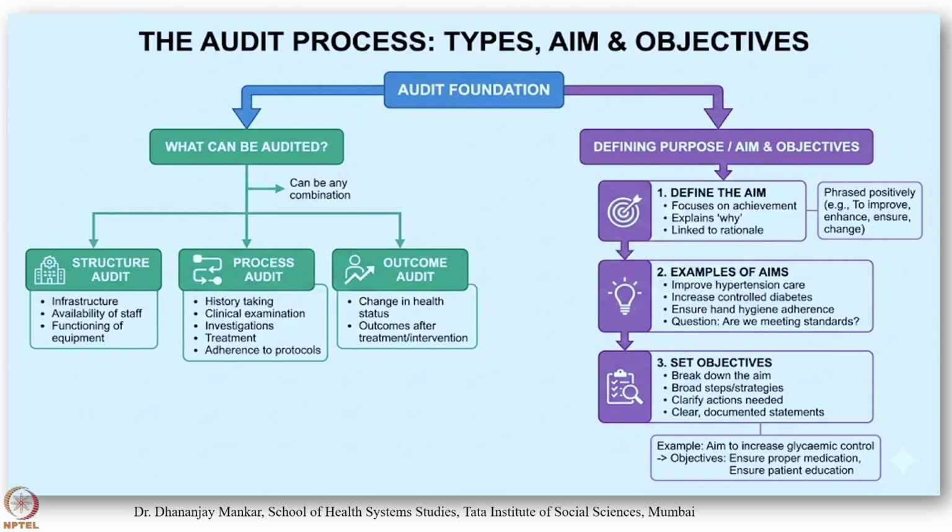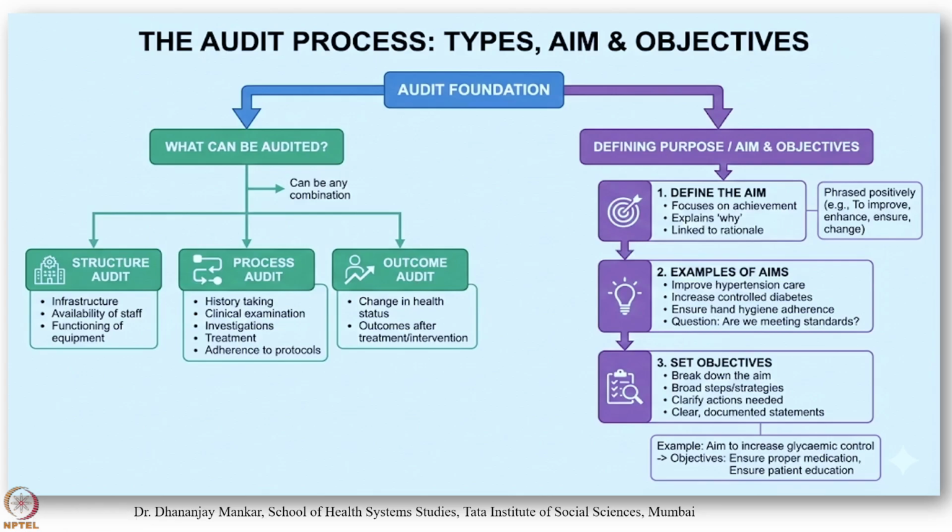In structure audit, we take the infrastructure, we assess the availability of staff and the functioning of the equipment. In process audit, we take history taking, clinical examination, investigation, treatment, and adherence to protocol, which are also assessed. What about the outcome audit? What are the changes in the health status of the patient? What are the outcomes after the treatment? Or what are the interventions? So audit can be taken at the first level as a structure audit, a process audit, or even an outcome audit, or can be a combination of all three.